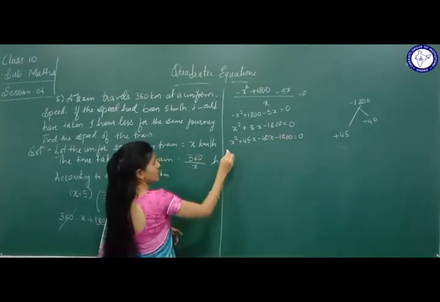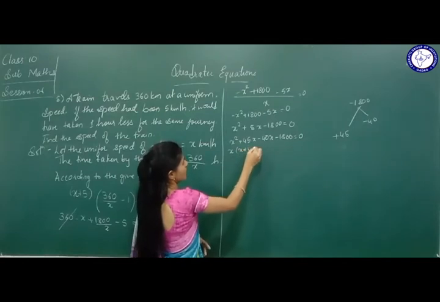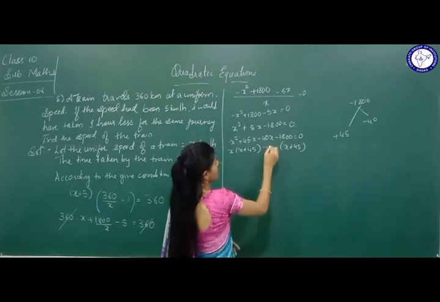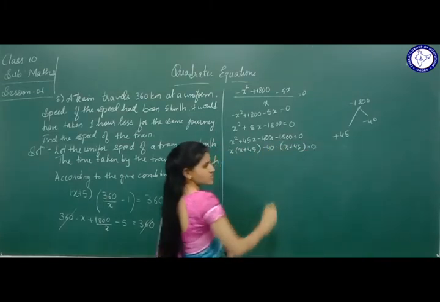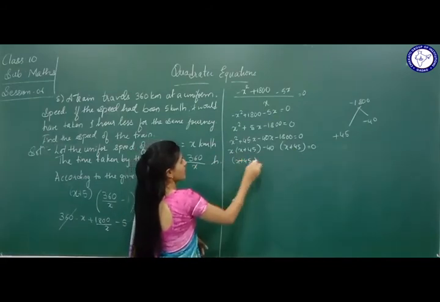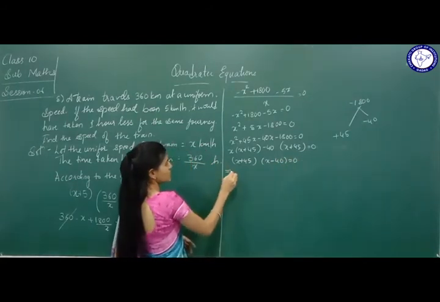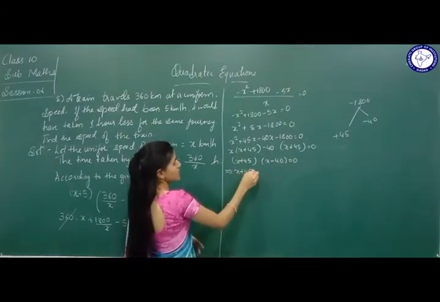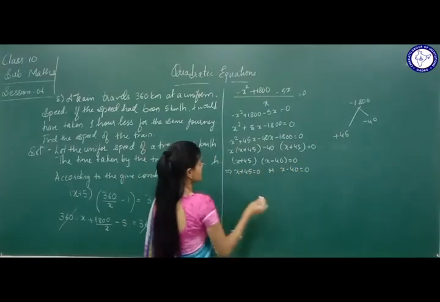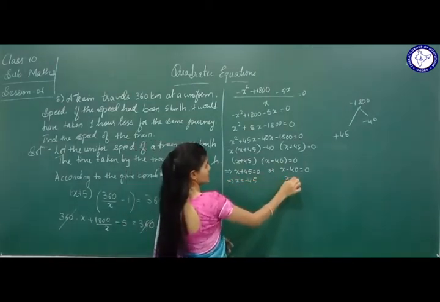Here I have x as common, left over with x plus 45. Again I am having here x plus 45. I am left with minus 40 which is equal to 0. Taking out x plus 45 as common, we are left with x minus 40 which is equal to 0. It implies x plus 45 is equal to 0 or x minus 40 is equal to 0. It just means that x is equal to minus 45 and x is equal to 40.